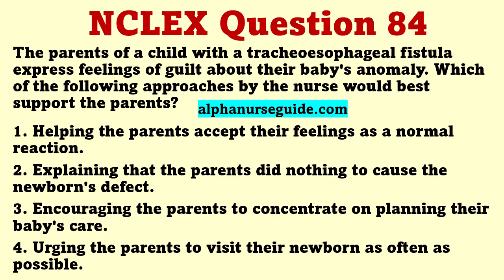1. Helping the parents accept their feelings as a normal reaction. 2. Explaining that the parents did nothing to cause the newborn's defect. 3. Encouraging the parents to concentrate on planning their baby's care. 4. Urging the parents to visit their newborn as often as possible. The correct answer is 1. The parents of children born with defects often have feelings of guilt and ask what they might have done to cause a condition or how they might have avoided it. It is important to allow parents to express their feelings and to accept these feelings as normal reactions.